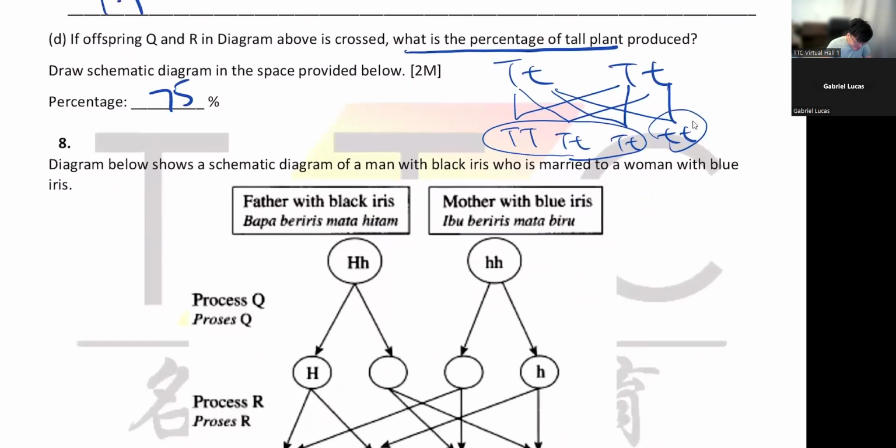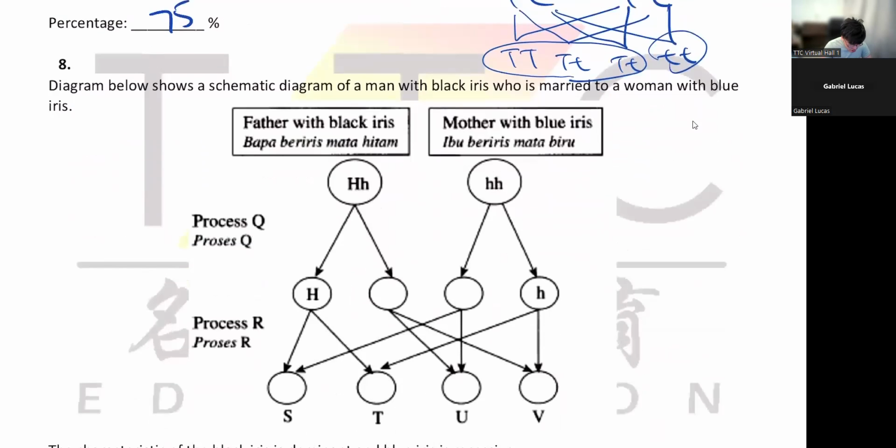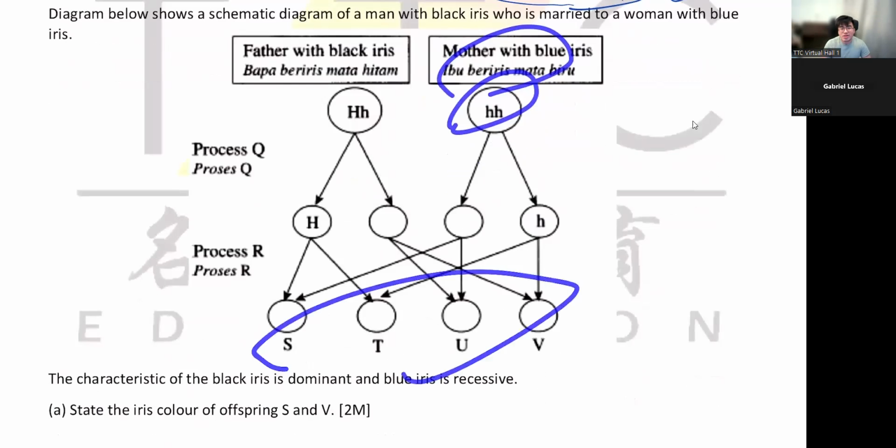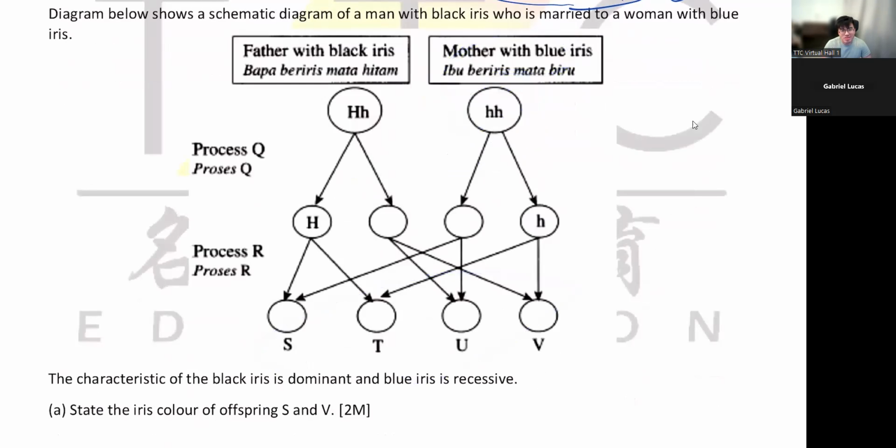So number 8. Schematic diagram of a man with black iris who is married to a woman with blue iris. So your black iris are, as you can see, big H being big iris dominant. Okay, and then the mom is blue, so it is small H. So as Asians, we are usually big H. So next time if you get married to a Mat Salleh, mostly all your children will be black eyes one, because black iris is just simply stronger.